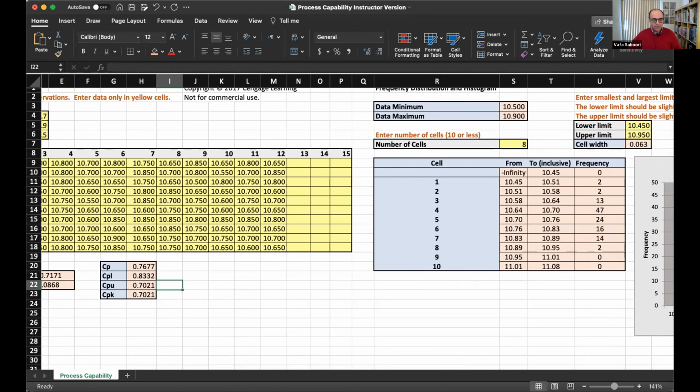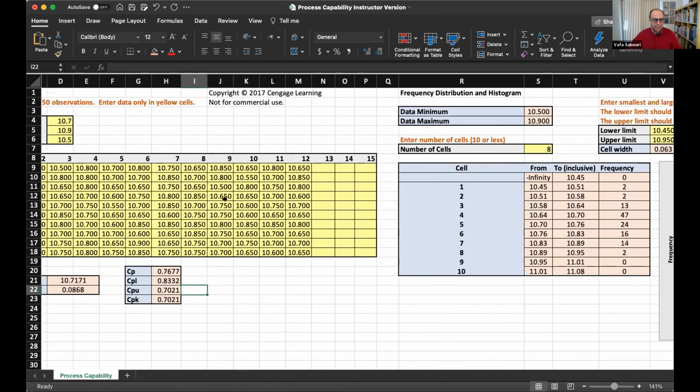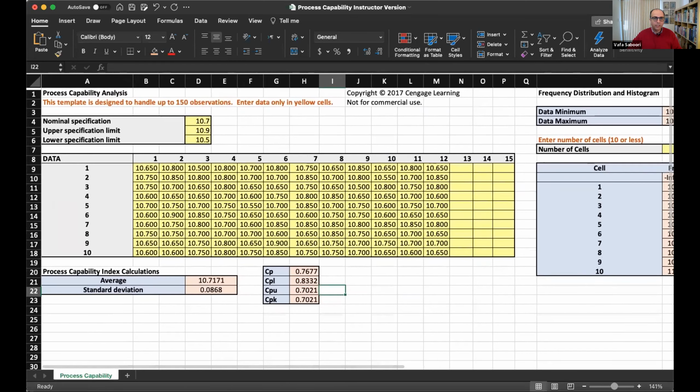Okay, so this is the process capability template that you can go ahead and use. Also, at the end of the chapter, there's an Excel activity in which you will build these CP calculations from scratch in Excel. Okay, let's take a look at that as well, real quick, and then we can call it a day. So, what am I sharing right now?